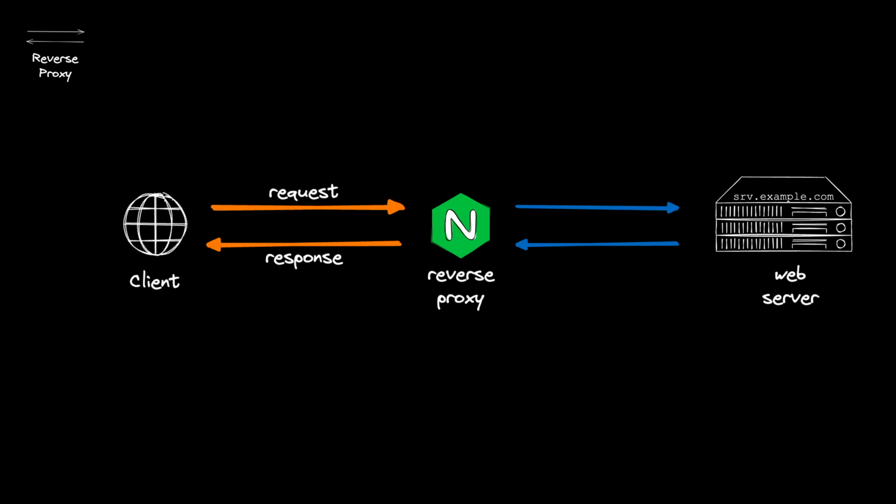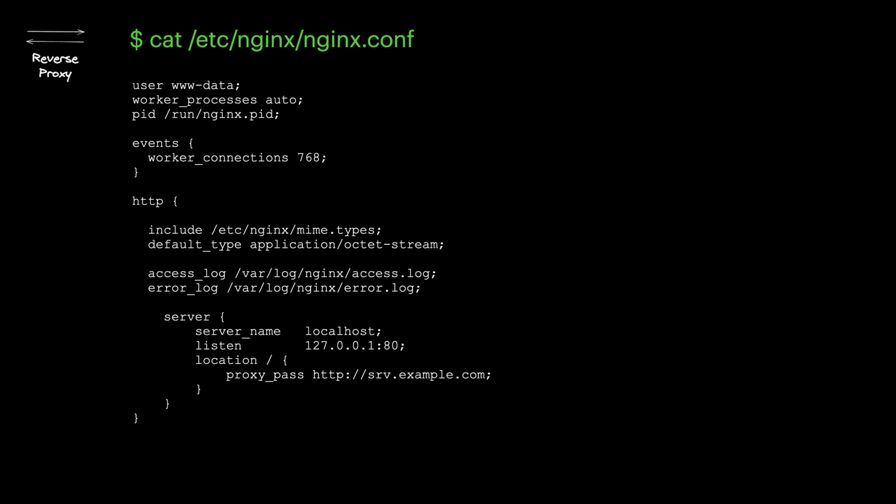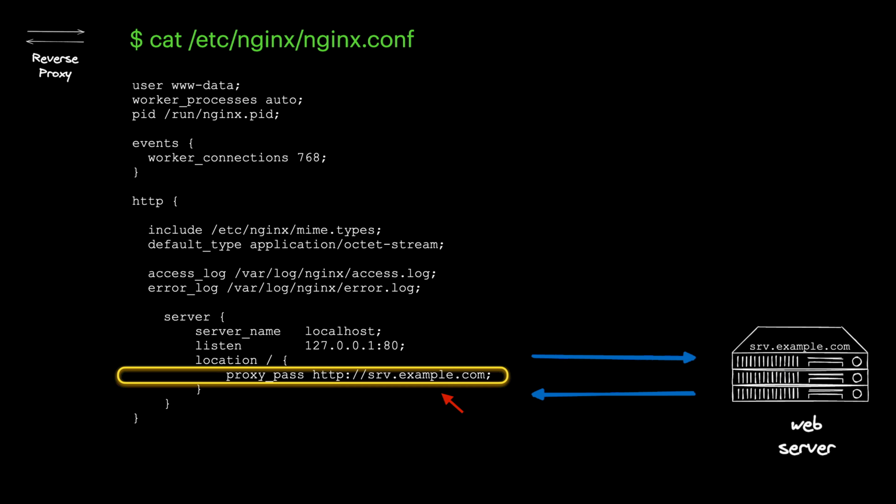Acting as a reverse proxy. Another use case for Nginx is proxying requests to backend services. In this sample config, all HTTP requests that come to the Nginx will be proxied to srv.example.com. The proxy_pass directive is used to configure the backend server.